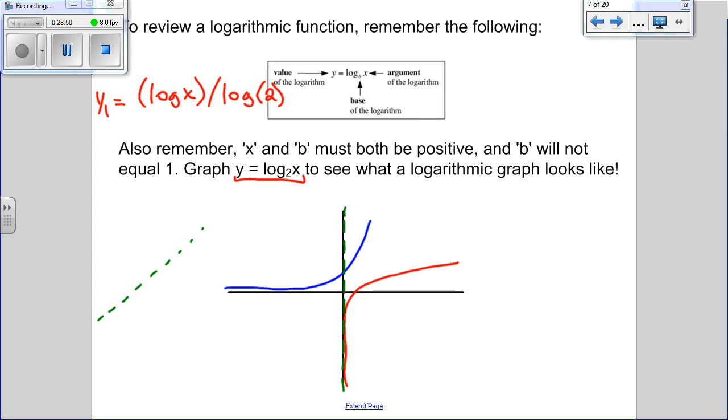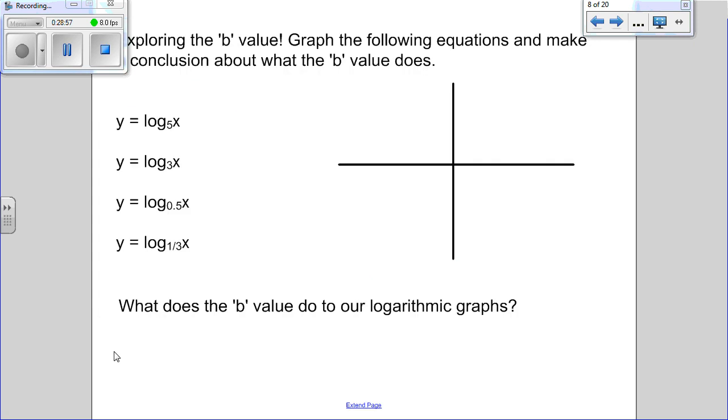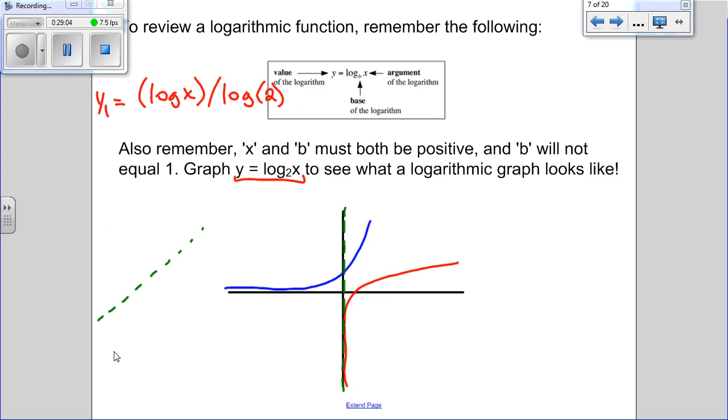To figure out what the b value does in a log graph, we're going to graph a whole bunch of those things. So you're going to graph them, see what the b value does. All you're doing is you're changing the base. See if you can't see how these graphs change.